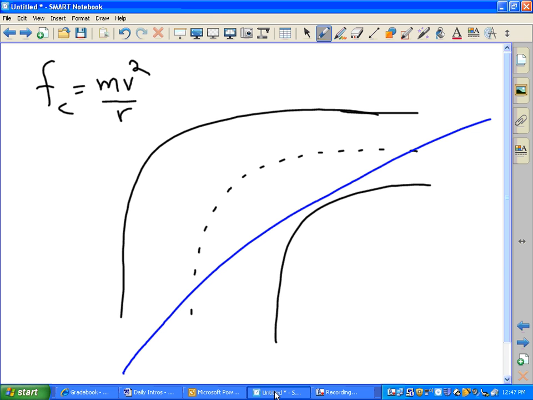They try to make the radius as big as possible so they can carry as much speed and not go sliding out. What you don't want to do is this. Whoa, whoa, okay. Bad way to go around the corner. That's a real small radius turn. That requires a lot of force.